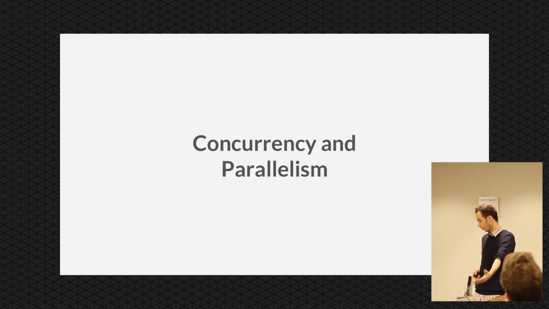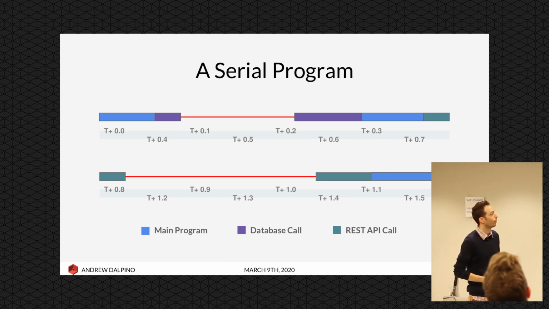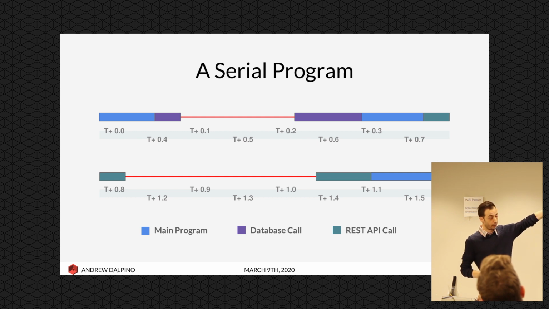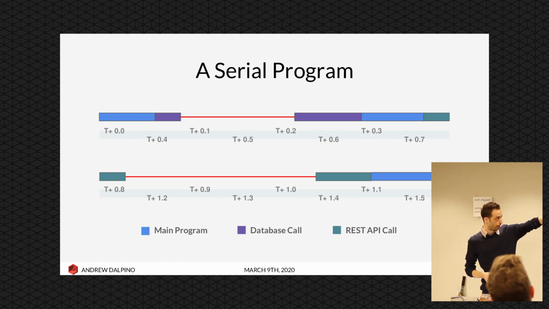So now we're going to talk about concurrency and parallelism, which we'll get into. This is what a serial program looks like: a serial program running on a single thread. Let's say we have our main program, and then we want to do a database call. The database call will say, great, I'll get that information for you. Just wait one second. We'll wait a little bit, and it'll say, all right, we came back, we got that data. Main program continues.